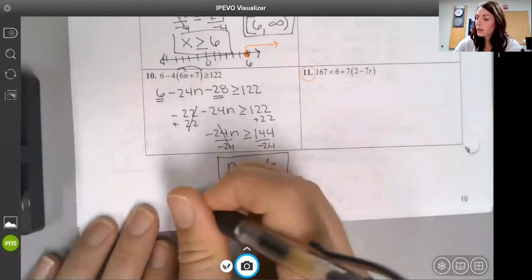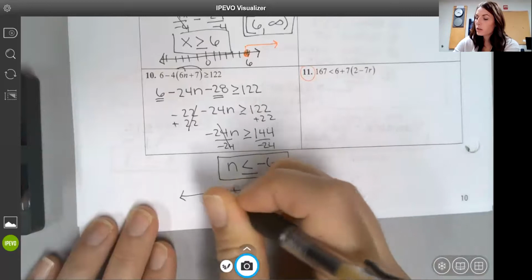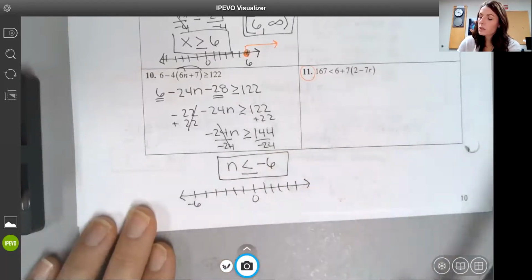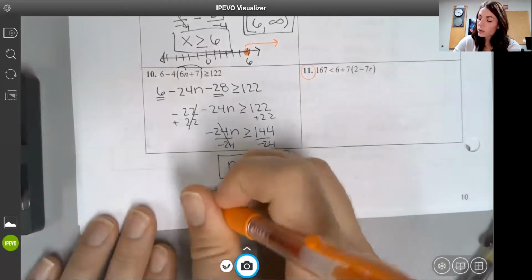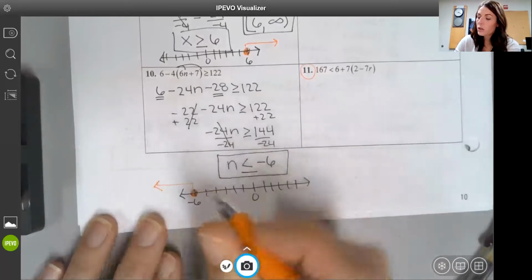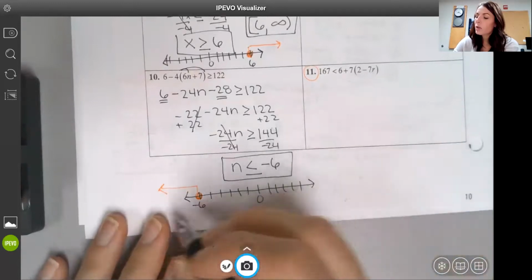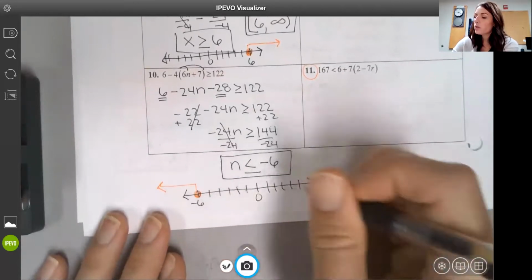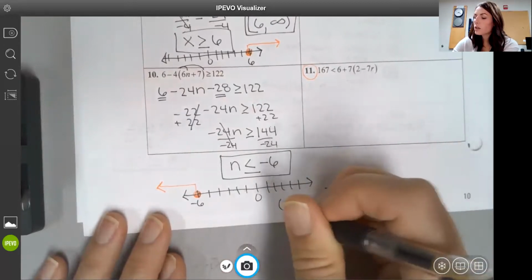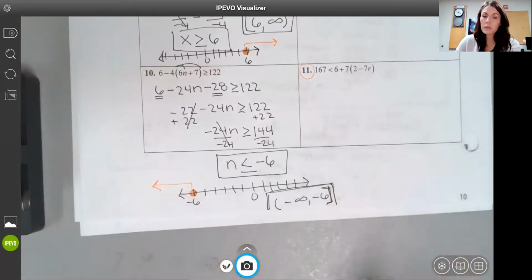And now representing that solution on a number line. 1, 2, 3, 4, 5, 6. Here's -6, including -6, so closed circle. Going less than, so going to the left. There's my solution graphed on a number line. Written in interval notation, going from -infinity up to -6 and including -6. So bracket by -6.